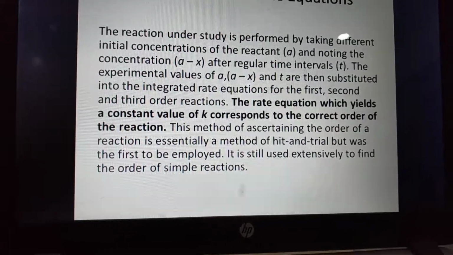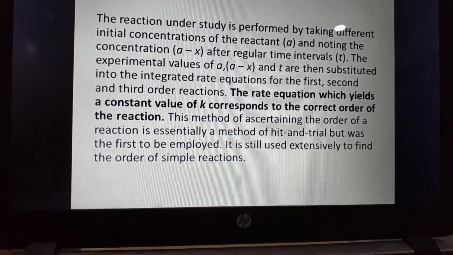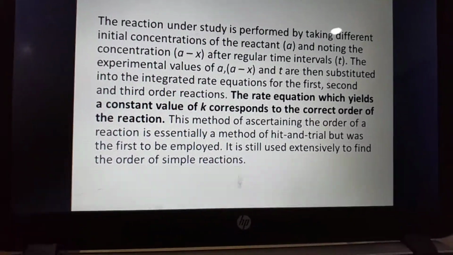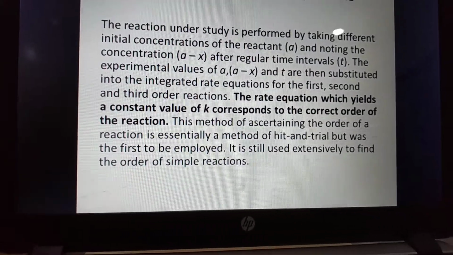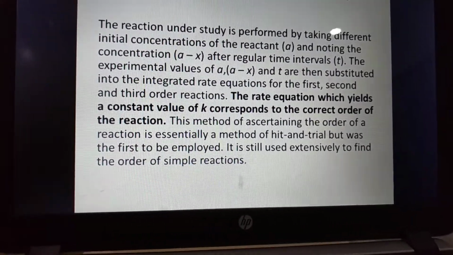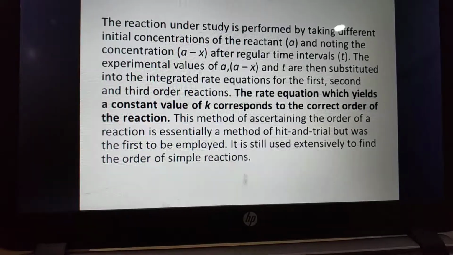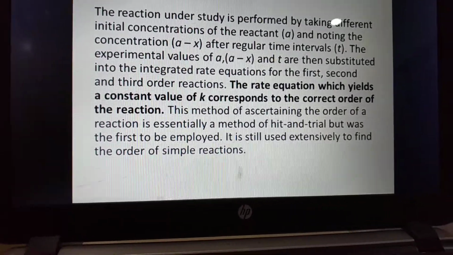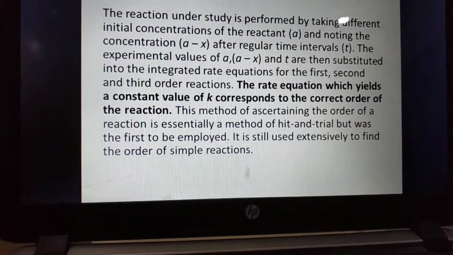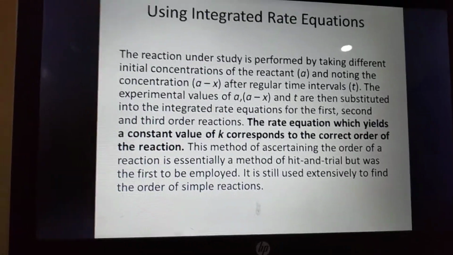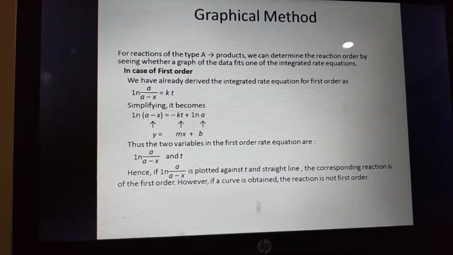So this method of ascertaining the order of a reaction is essentially a hit and trial method, but it was the first to be employed. It is still used extensively to find the order of simple reactions. Now, number two is the graphical method.